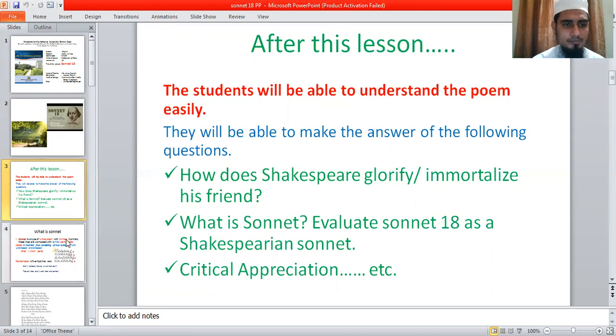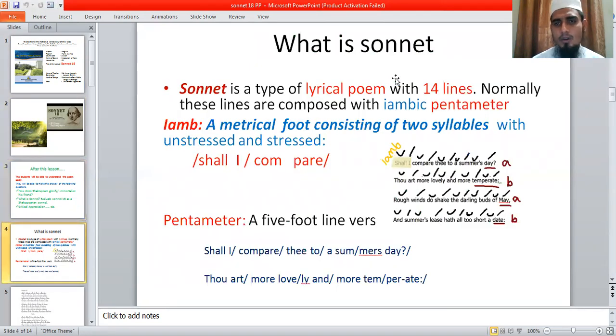So let's start now. So what is a sonnet? If anyone asks you what a sonnet is, you know that a sonnet is a type of lyrical poem. Here you can find that a sonnet is a type of lyrical poem with 14 lines. Normally, these lines are composed in iambic pentameter. So you know that a sonnet is a type of lyrical poem.